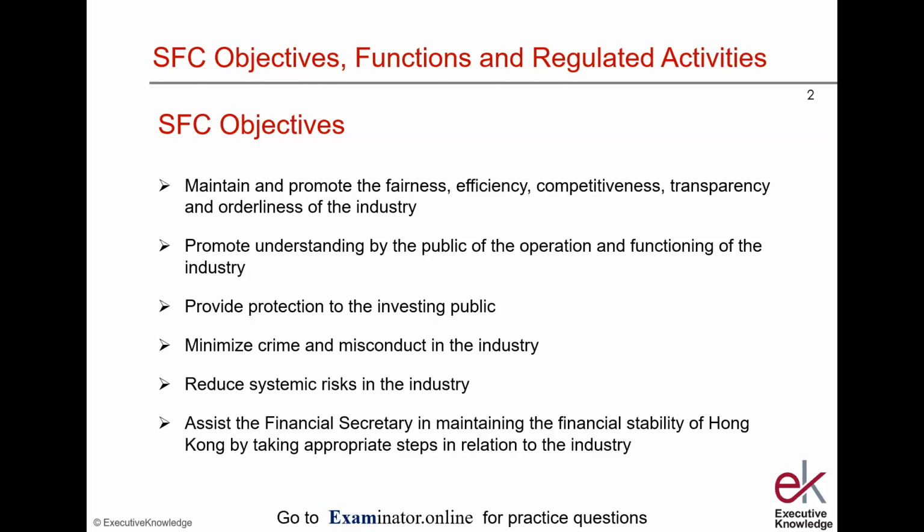To provide protection to the investing public, which continues on that theme. Minimize crime and misconduct in the industry. Unfortunately, there has been a fair amount of misconduct over the years, but that now has been mitigated. Reduce systemic risks in the industry. Systemic risks is the systems breaking down irrevocably. Assist the Financial Secretary in maintaining the financial stability of Hong Kong by taking appropriate steps in relation to the industry. So those 6 points are put forward as the objectives of the Securities and Futures Commission.